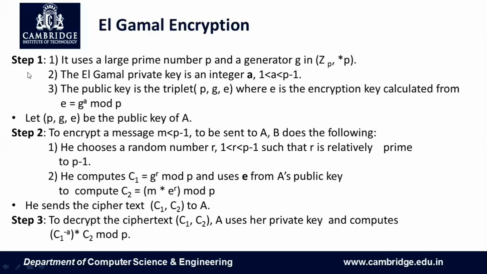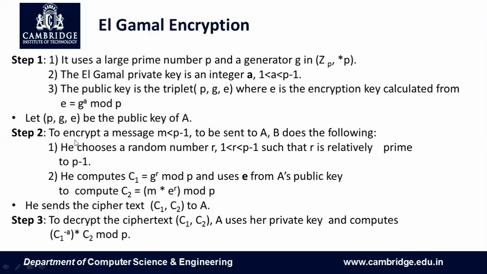Step 1 is key generation. Step 2 is encryption, and step 3 is decryption. In step 1, we are using a private key and public key. Any person can select a private key and generate a public key by using the private key.